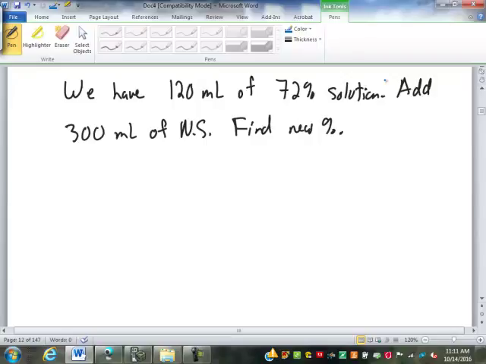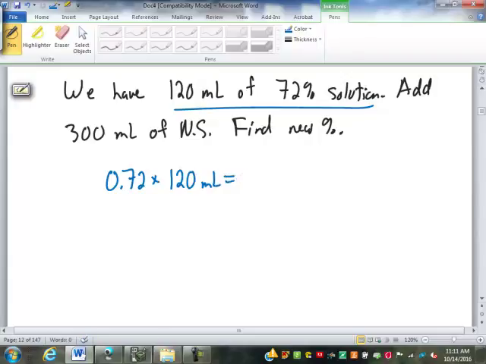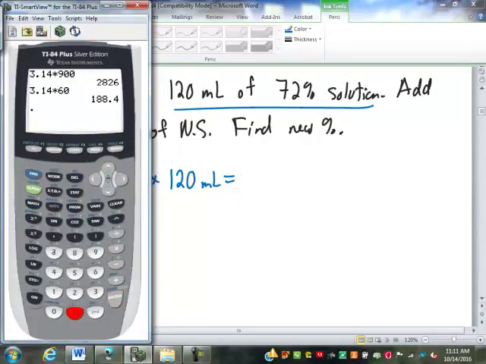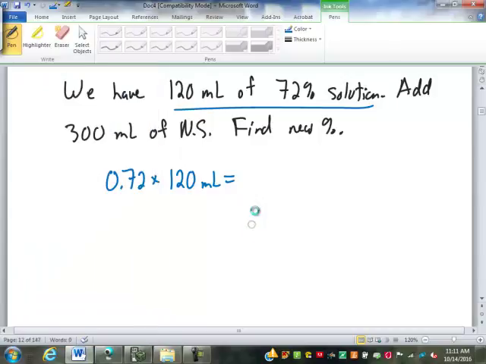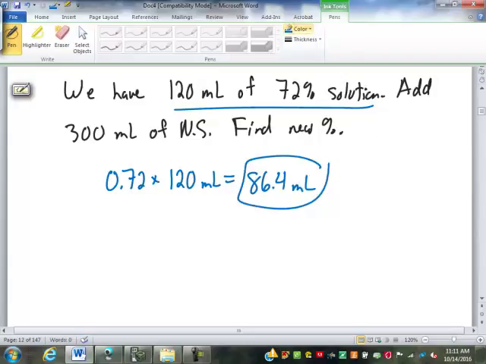So what we need to do here is we need to dilute this down. We had how much active ingredient before? Well, 72% is 0.72 times 120 milliliters. 0.72 times 120 is 86.4 milliliters of serum, of our active ingredient.